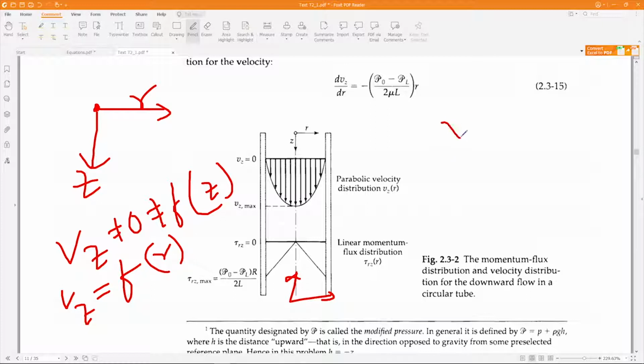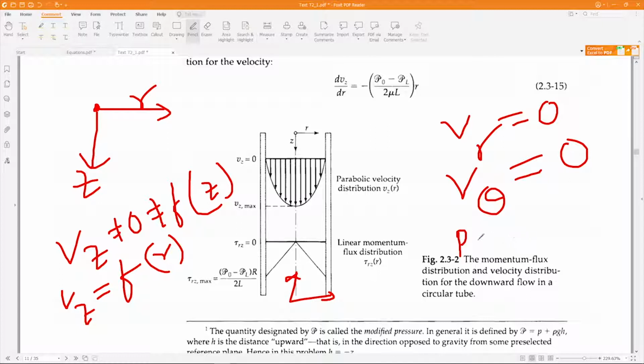What about VR? VR is 0. There is no flow in the radial outward direction or radial inward direction, right? What is V theta? There is no rotation of fluid, right? So there will be no flow in the theta direction, 0. Okay, what about pressure? Pressure is a function of Z, right? Fluid is flowing in a downward direction because of the fluid pressure.